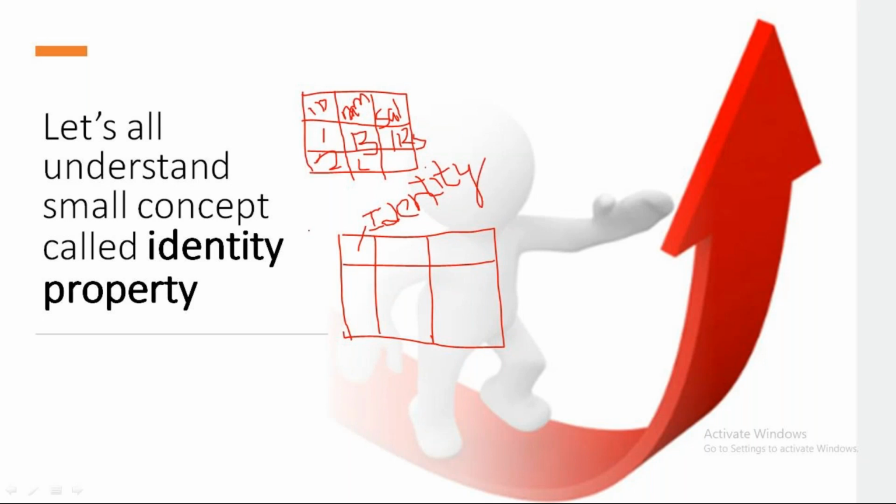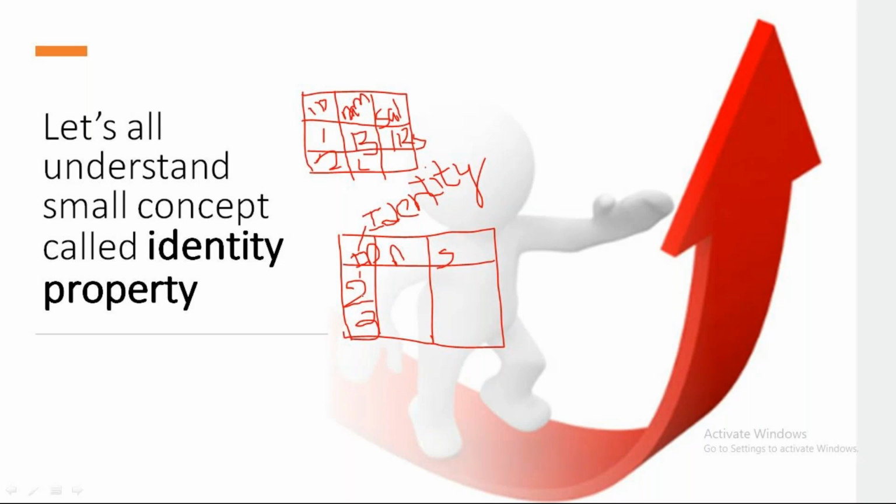Identity property table, with the same definition: id, name and salary. In this identity property, you are not supposed to insert the values. By default it will take unique values. You are not supposed to insert this one. It is going to generate a series of numbers.